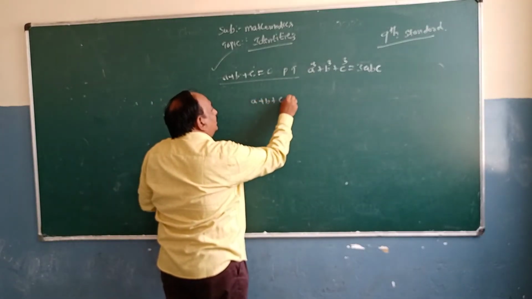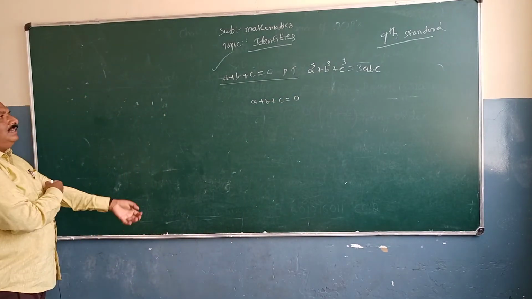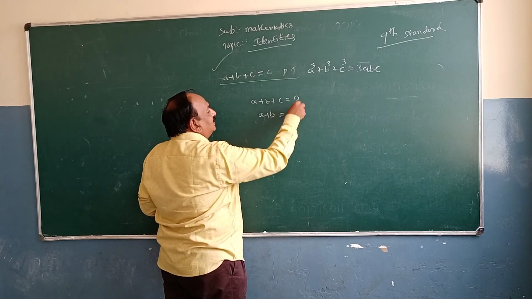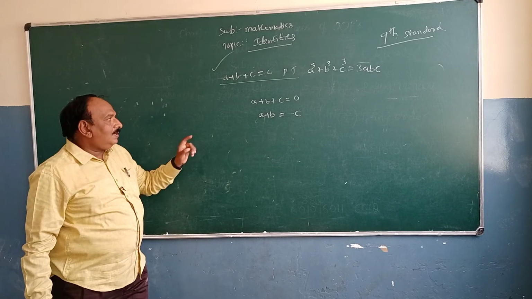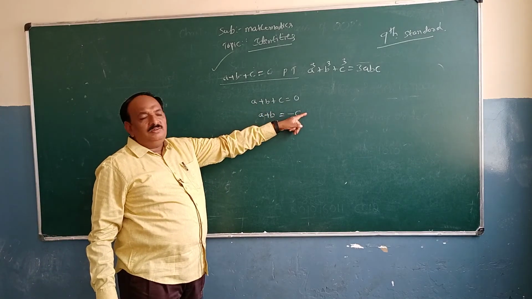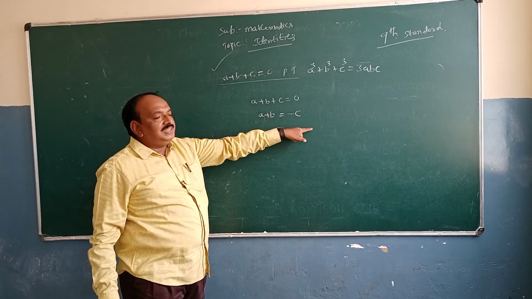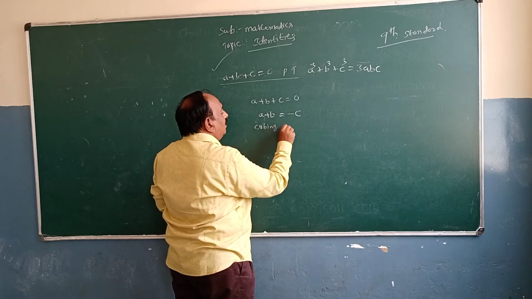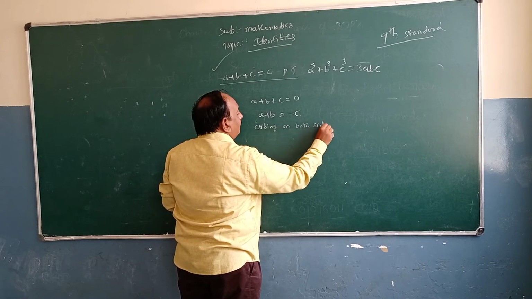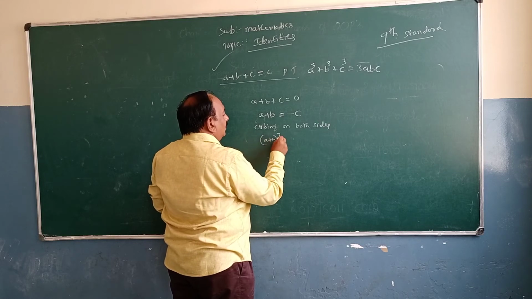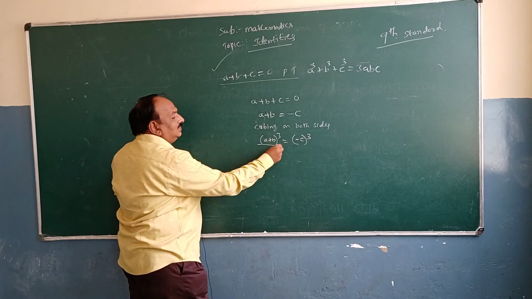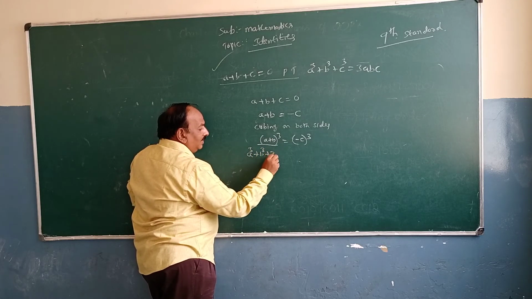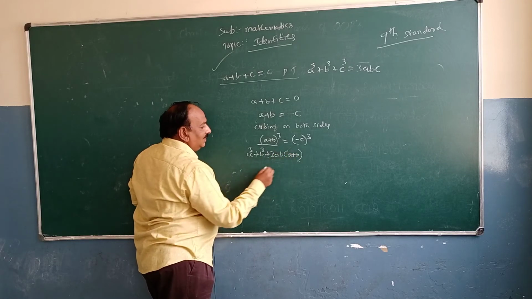If a plus b plus c is equal to 0, what we get? a plus b plus c is equal to 0. Put a plus b as it is, plus c come to this side, minus c. Cubing on both sides, a plus b whole cube is equal to minus c whole cube. You know this formula? What is a plus b whole cube? a cube plus b cube plus 3ab into a plus b. Yes, this is the formula.